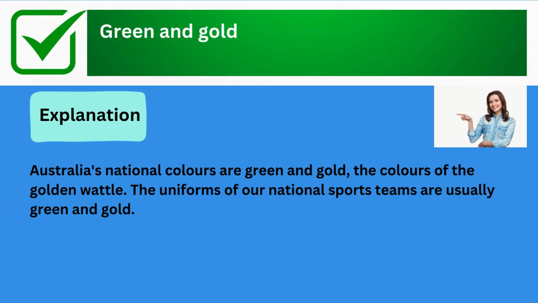The correct answer is green and gold. Explanation: Australia's national colors are green and gold, the colors of the golden wattle. The uniforms of our national sports teams are usually green and gold.